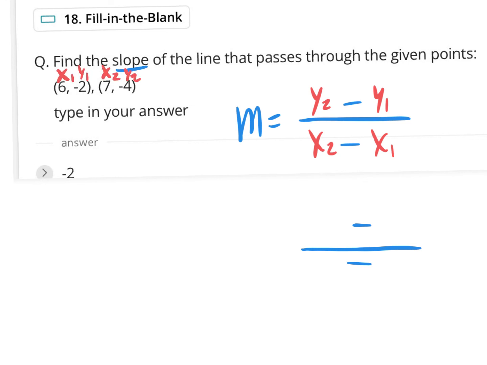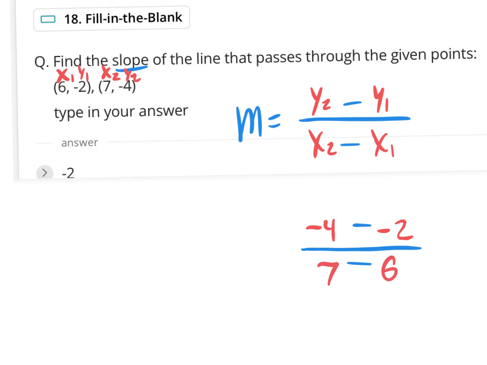That's just saying that this is your x from your first point. This is your y from your first point. This is your x from your second point. This is your y from your second point. So y2 happens to be -4, y1 happens to be -2, x2 happens to be 7, x1 happens to be 6.